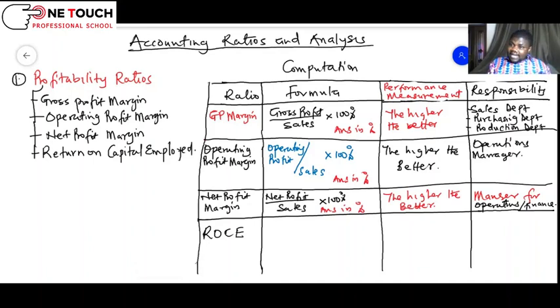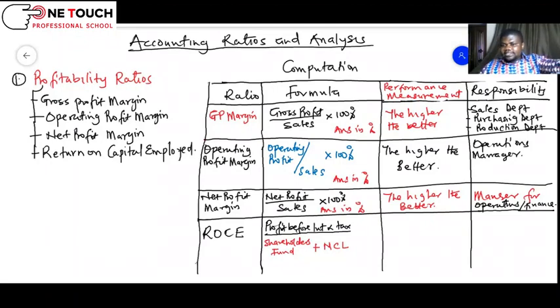Return on capital employed is calculated as the profit before interest and tax all over the capital employed. The capital employed is shareholders' fund plus non-current liabilities. Take note of that. We are looking at the providers of capital, the external source of capital. We have shareholders, then non-current liabilities. These two. So times 100%. The answer should be in percentage.